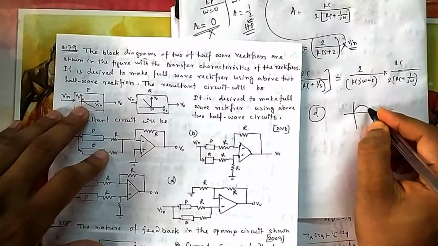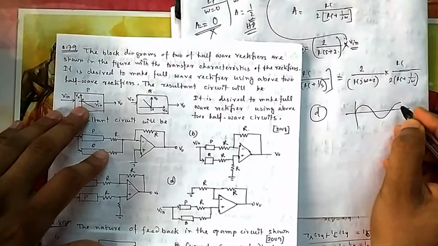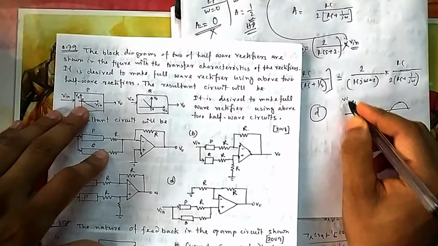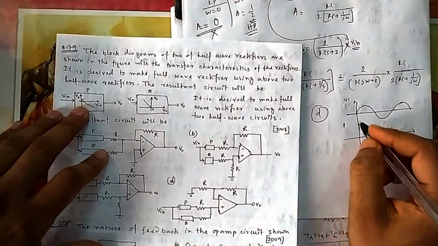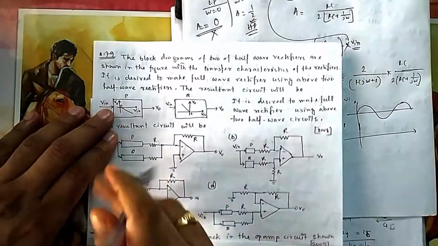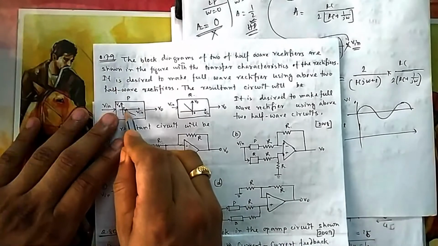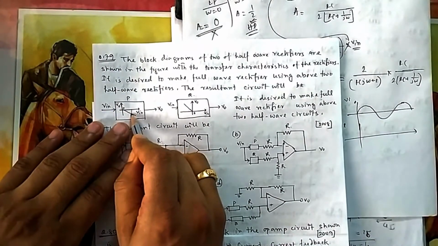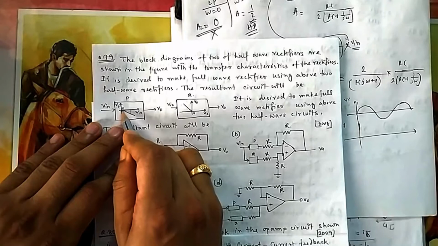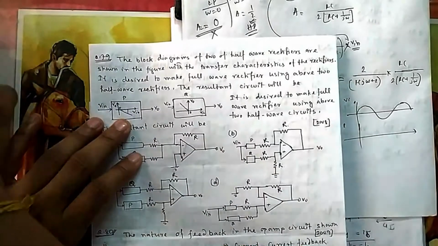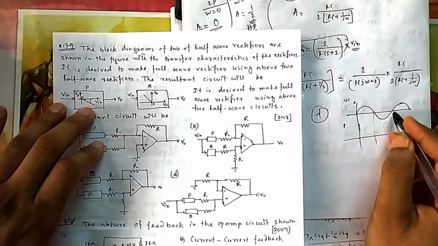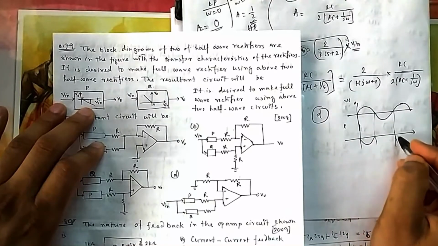Suppose this is my Vin. So what is the characteristic of P? P is saying that if your Vin, if you see this graph, is positive, then the output is negative. So whenever the positive input is there, the output is always negative. That means during this time the output is negative. That is the case of P.